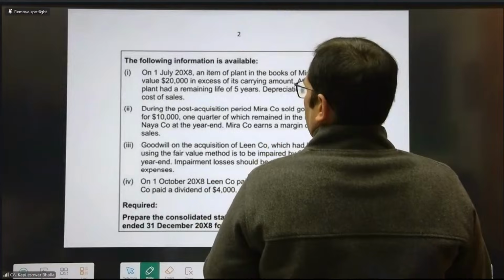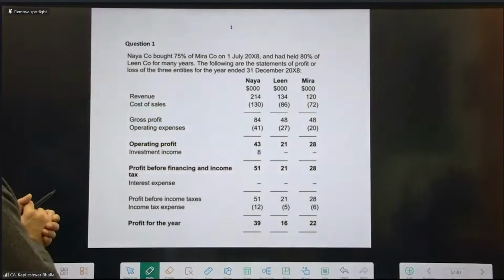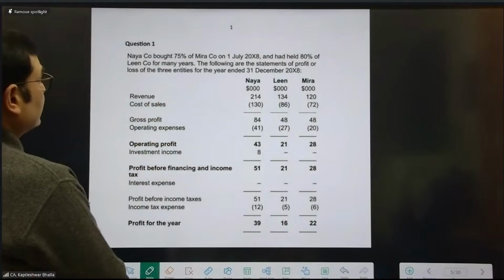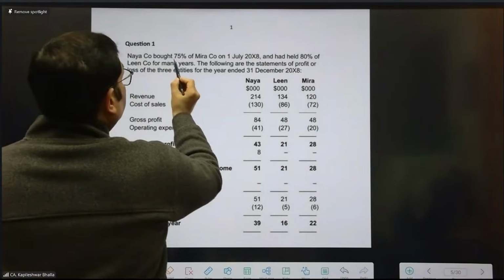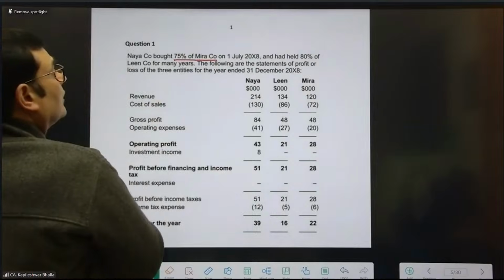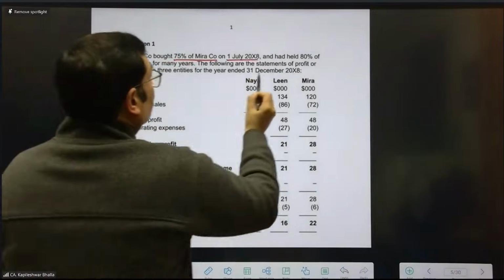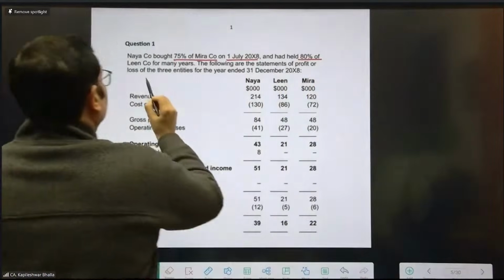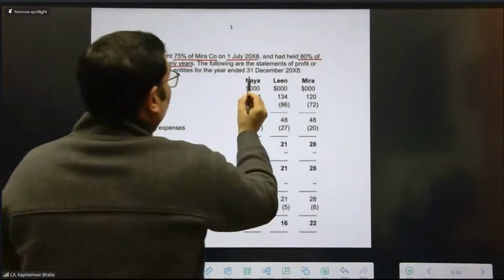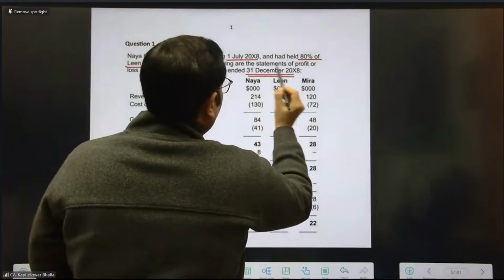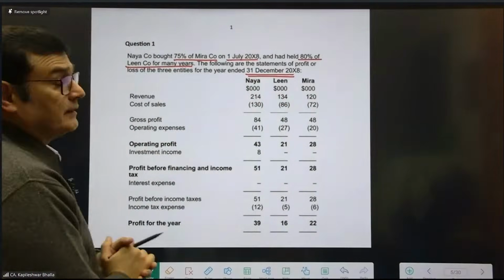No, I think it's not containing an associate maybe. Let's read. Okay, it says Navya bought 75% of Mira on July X8, and it has got 80% of Lean for many years. And we are given the profit and loss statement for December X8.